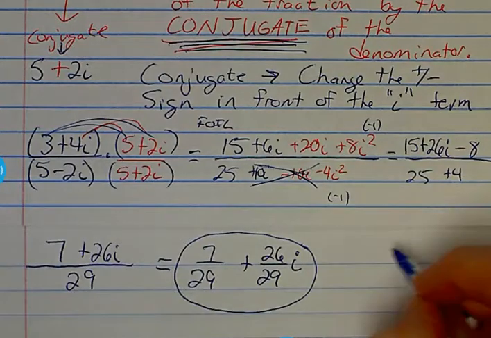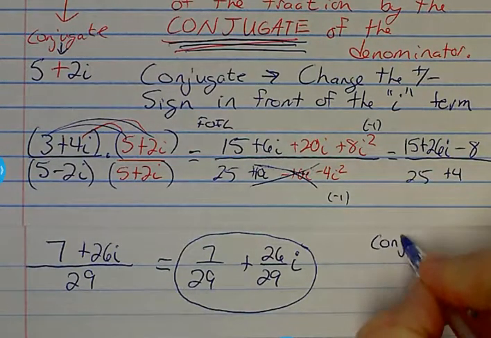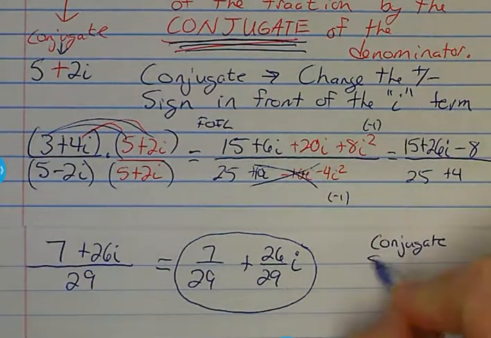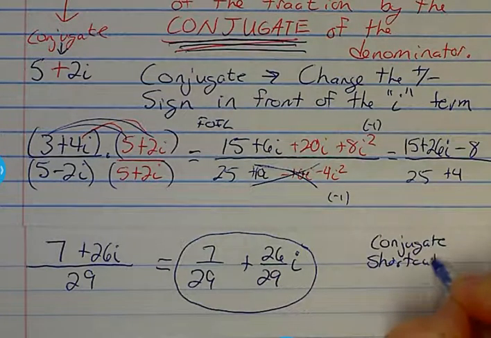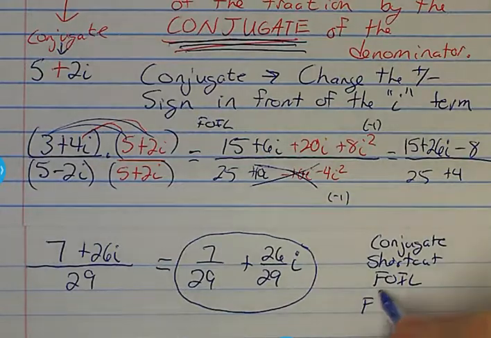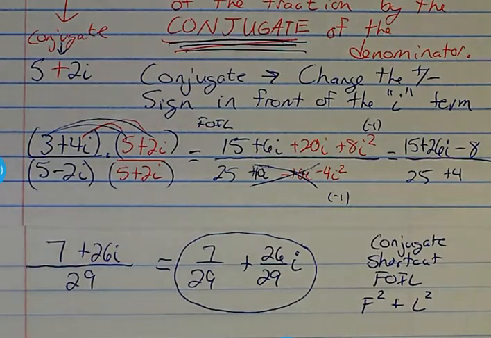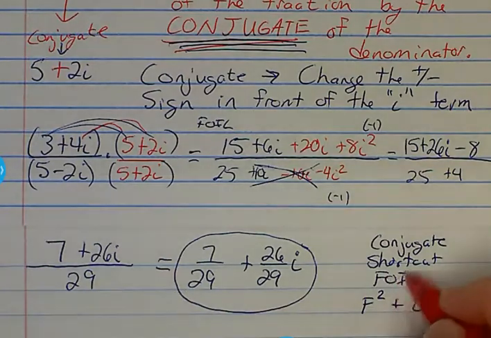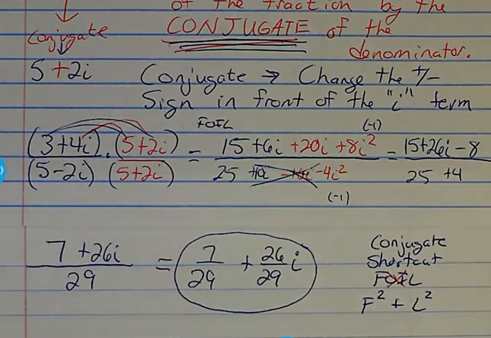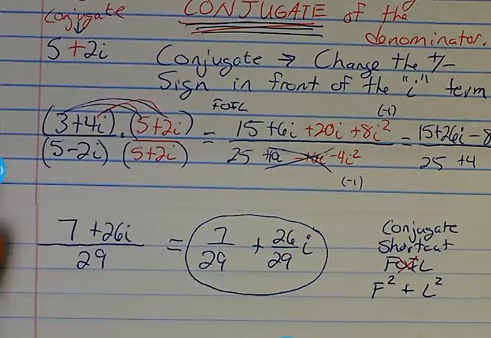And basically, here's the shortcut for this one if you want to put it on the side. When you do the full method, it's really going to be the first term squared plus the last term squared, because the O and the I will always knock each other out. So you could just do F squared plus L squared.